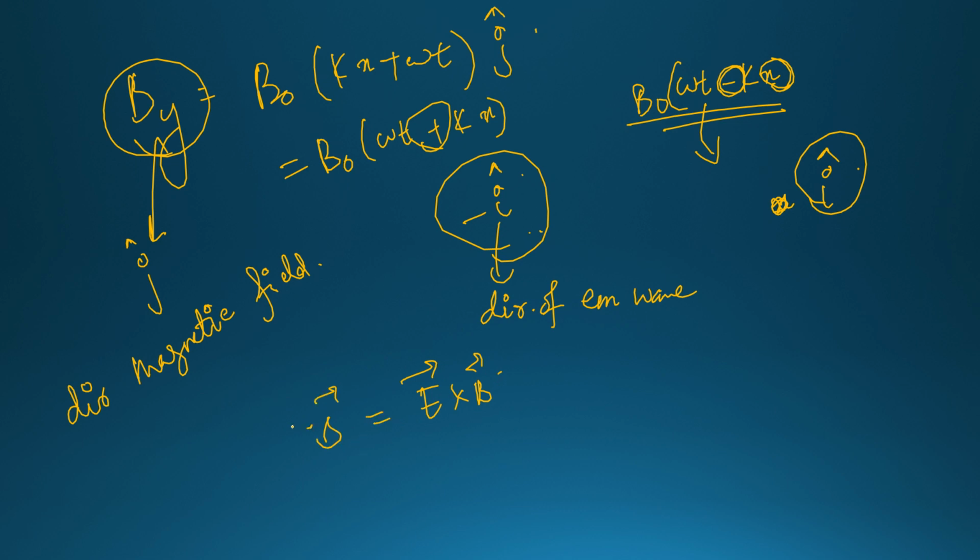S is the pointing vector. You should know this. Pointing vector is actually the direction of the whole wave. That is the direction of k. k is actually the direction of the whole wave. That is a minus i cap.